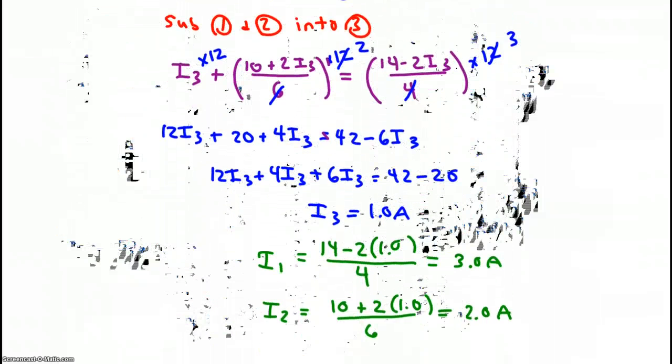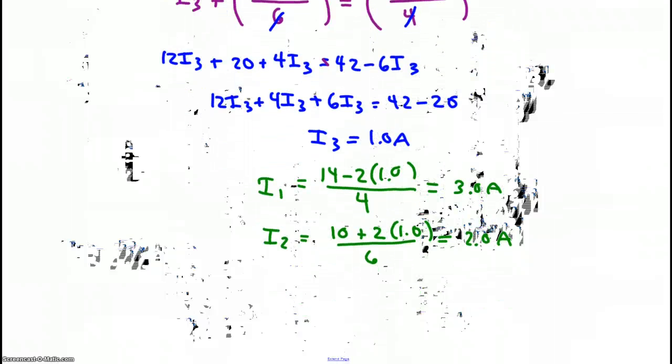So now if we look back at our original circuit, the only thing we don't know are the voltage drops across each of the resistors. So if we do one more section down at the bottom, we can figure out the voltage drop across each resistor. For resistor 1, the voltage drop is just I1 times R1. The current we just figured out was 3 amps. The resistance was 4 ohms, so that gives us 12 volts.